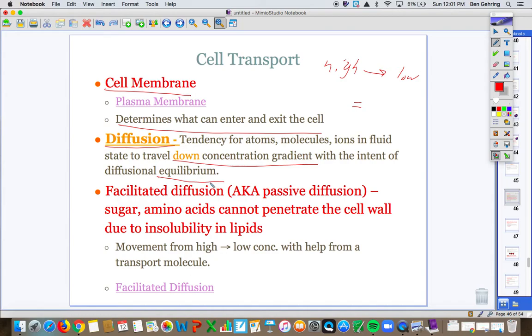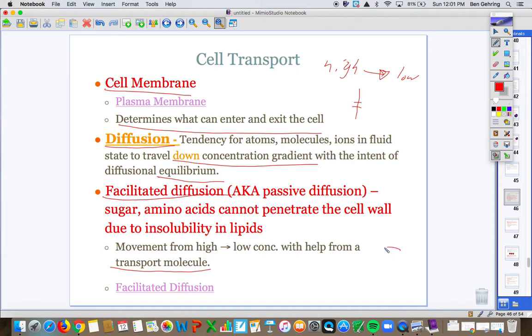Diffusion happens without any energy transport. It's a passive process, meaning things happen naturally. It normally occurs. Sometimes we have substances that are too big to go from one side of our barrier, our cell membrane, to the other. In this case, we have what's called facilitated diffusion. This is where you have a transport molecule or transport protein.